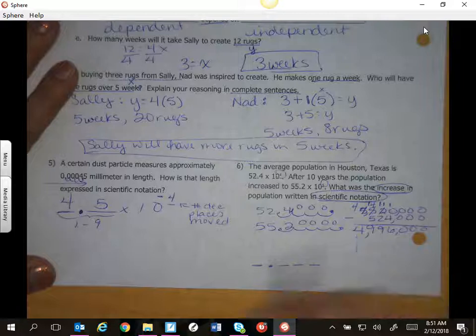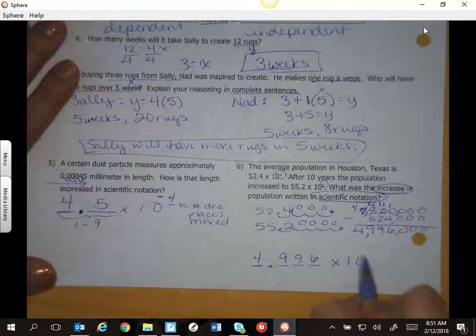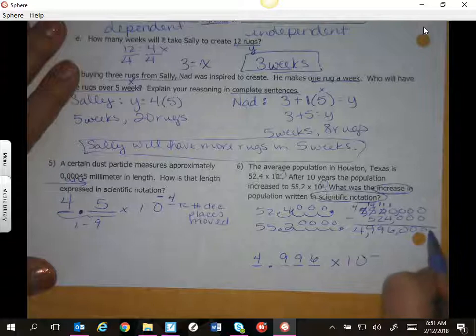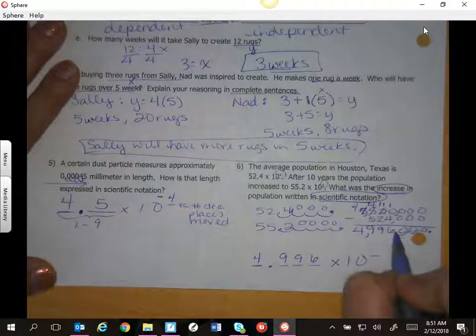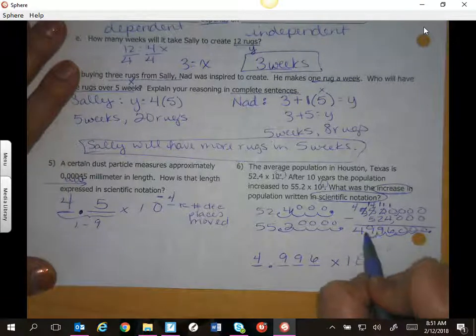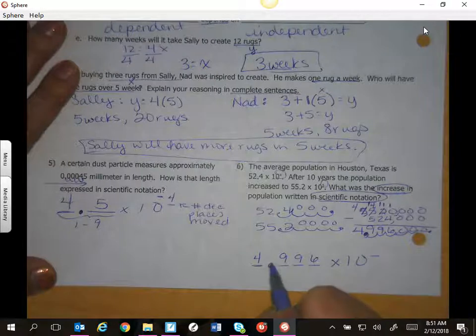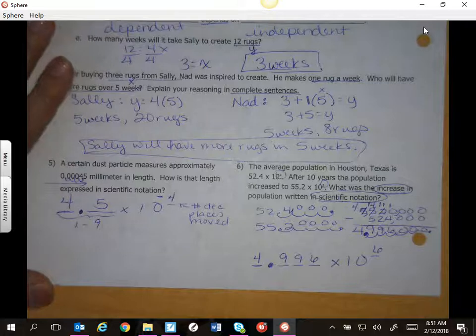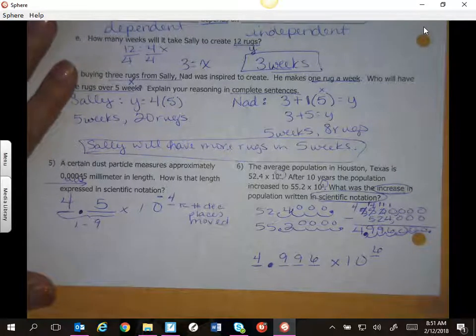So my first number is 4.996, because those are necessary. Times 10. So the decimal is way back here. We're going to count 1, 2, 3, 4, 5, 6, because this is where I want it to be, between this 4 and this 9. So it is a positive 6 exponent because this was a big number.